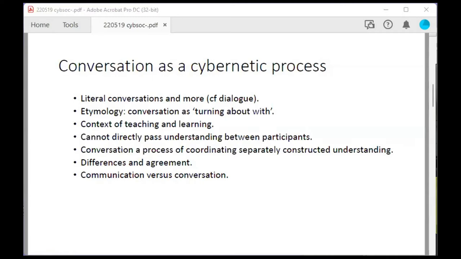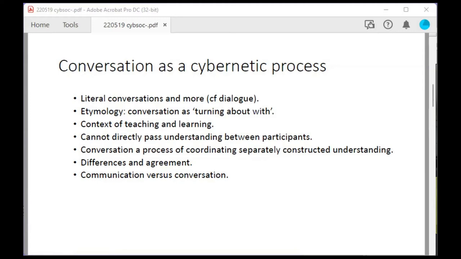So, conversation as a cybernetic process, and you may be familiar with this, you may not be. First of all, literal conversations, but I think we mean more than this. We're describing a kind of feedback structure that goes beyond just the setting of having a conversation with someone. That's the paradigm example, but then we can talk about other things that have this quality. And this is a comparison to dialogue. We can use those interchangeably, but dialogue very literally means through the words, right? It's very much in that verbal language setting. I think conversation has a slightly different resonance, which I think is helpful.